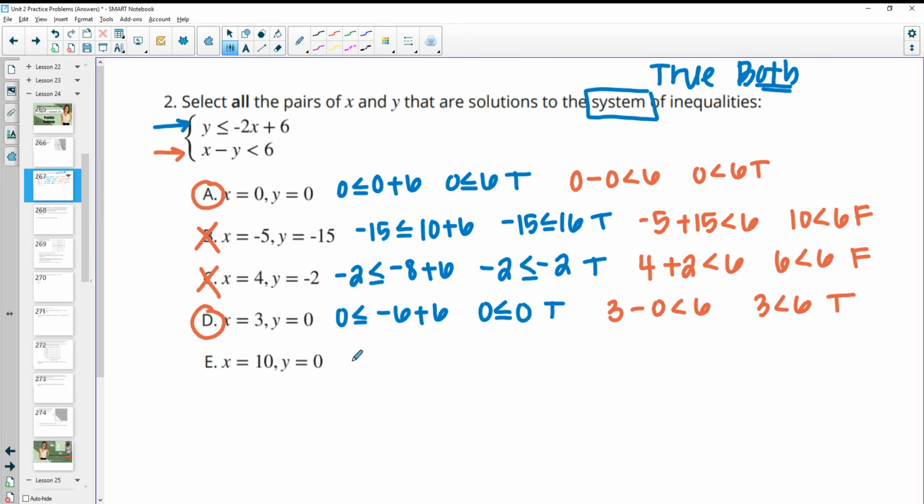And then the last one, 0 for y is less than or equal to negative 2 times 10, which is negative 20, plus 6. So is 0 less than or equal to negative 14? And that is false. And so we don't even need to plug it into the second one if it's false to the first.